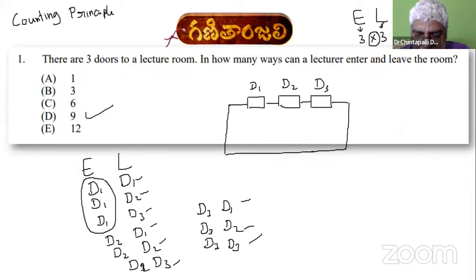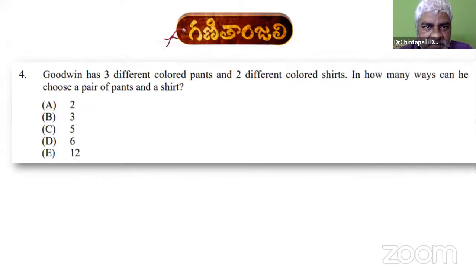That's why the answer is 9. There are 2 tasks, entering a room and leaving a room. Entering a room can be done in 3 ways and leaving a room can be done in 3 ways. By counting, the total number of ways is 3 times 3 is equal to 9. Yes, sir. If you calculate it manually, we get the same answer.